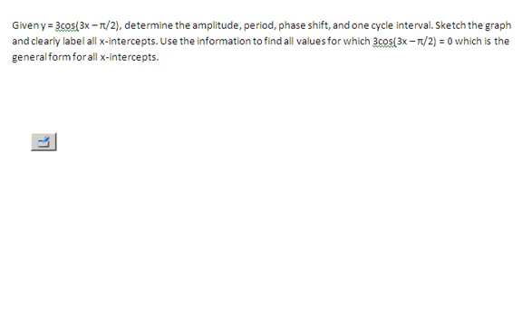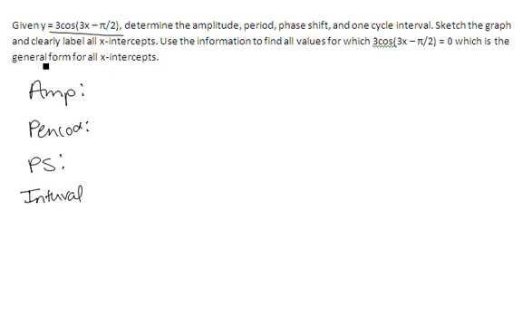In this problem, we are asked to graph 3 times the cosine of 3x minus pi over 2, determining the amplitude, the period, the phase shift, and the 1 cycle interval.